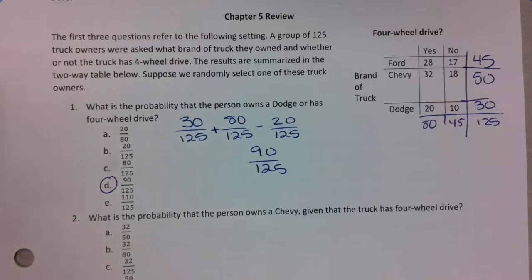So this is where I add the two probabilities together and subtract the overlap, because you can be both at the same time.